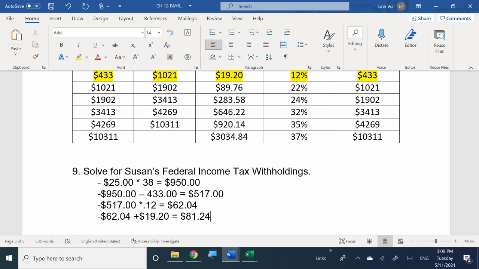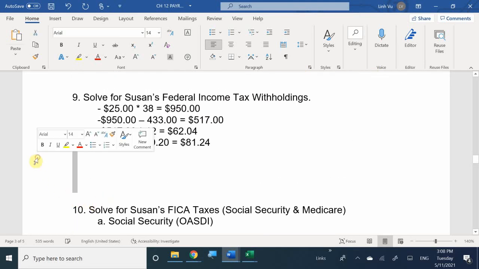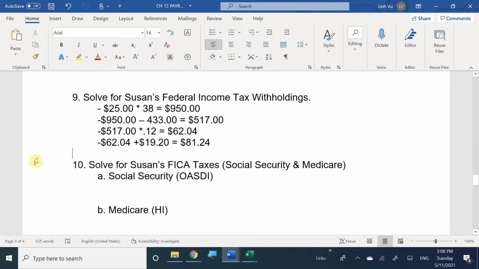Okay? So like I said, if you're single, you're going to pay the most heftiest taxes, okay? But that means you're going to get a bigger tax return at the end of the year. All right, so now that we solved for federal income tax withholdings, next is to solve for Social Security. So, her gross earnings. How do you solve for Social Security?